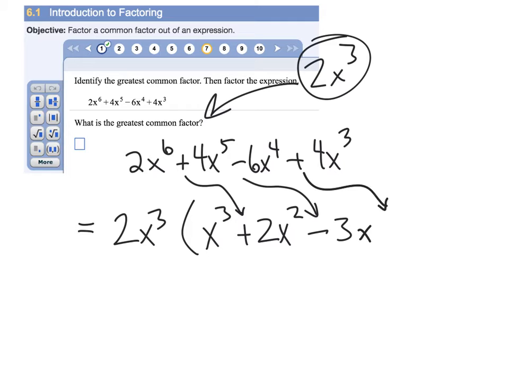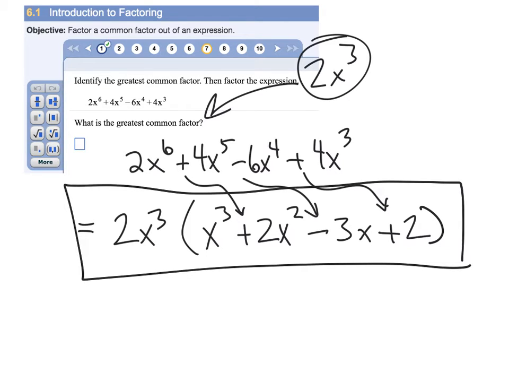Now this plus comes right here. And when I have a 4 and I factor out a 2, I'm left with a 2. When I have an x cubed and I factor out an x cubed, I'm left with a 1. So I don't need to write anything down, and there is our answer right there.